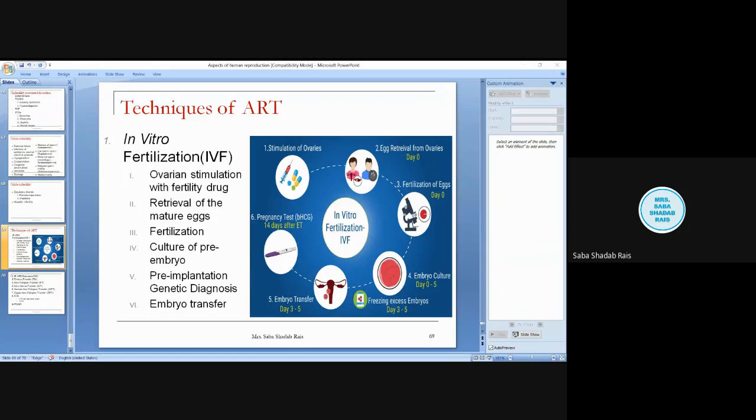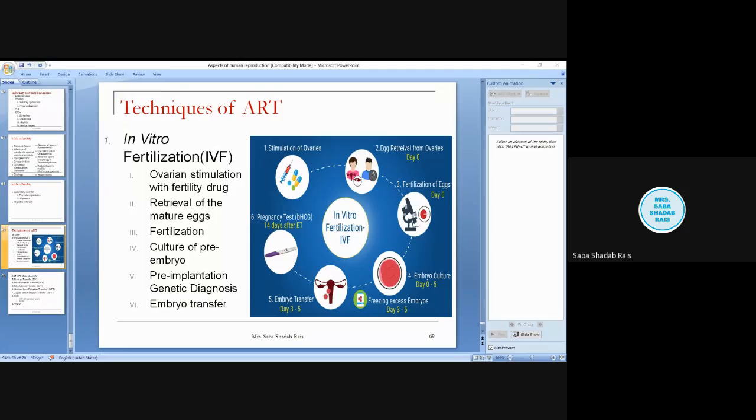The first step is ovarian stimulation with fertility drugs. Now, why is there a need to stimulate the ovary? The reason is that if the ovary is stimulated, it will start giving multiple eggs. Why are multiple eggs required? To ensure success. If we have more eggs, the success rate is higher. For that reason, the ovaries are stimulated with fertility drugs.